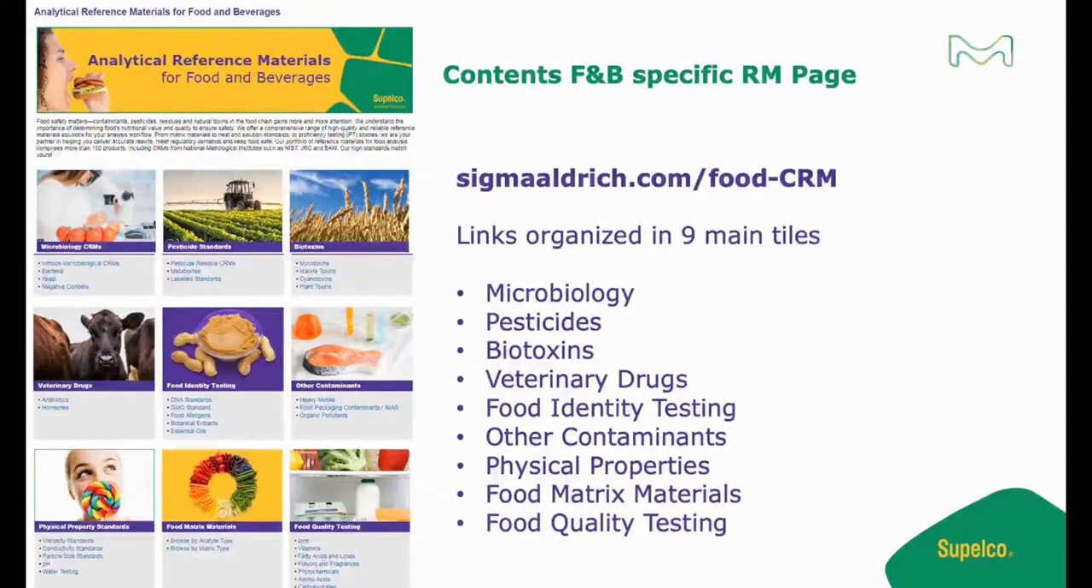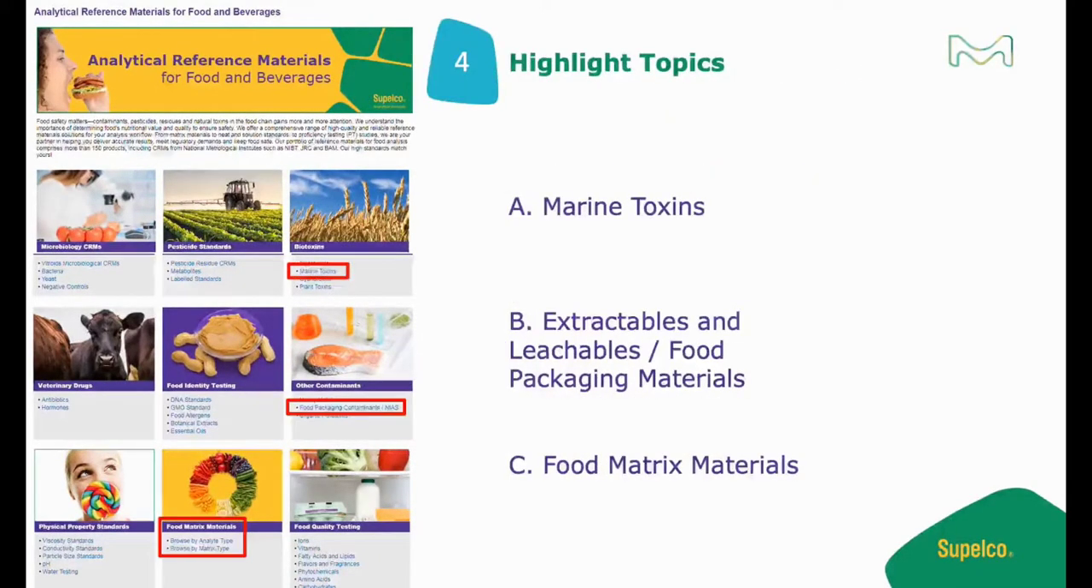We unfortunately don't have time now to discuss all of these product groups in detail, but I would like to highlight 3 product groups of special interest or where we have recently launched exciting new products. These 3 highlight topics are marine toxins, extractables and leachables or food contact materials, and food matrix materials. Here it is highlighted where you can find these on the food segment page.